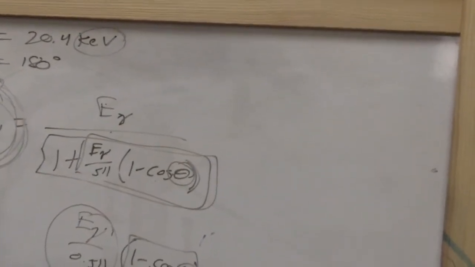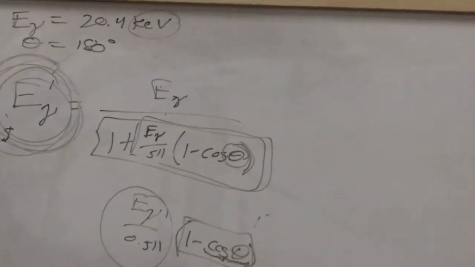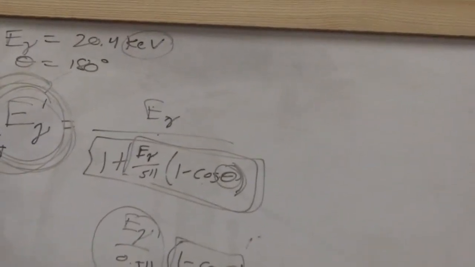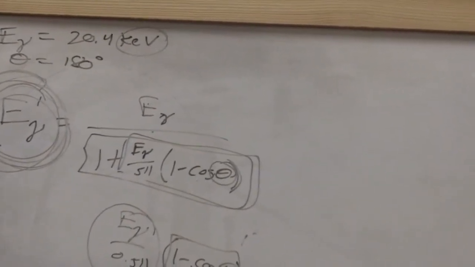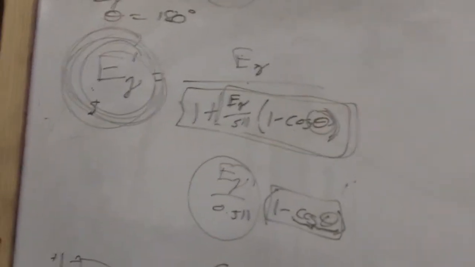It's the cosine of 180 degrees is what that is. Which is -1, so 1 minus -1 is 2. Correct. I got like 18.9. 18.9 is what you should have got.